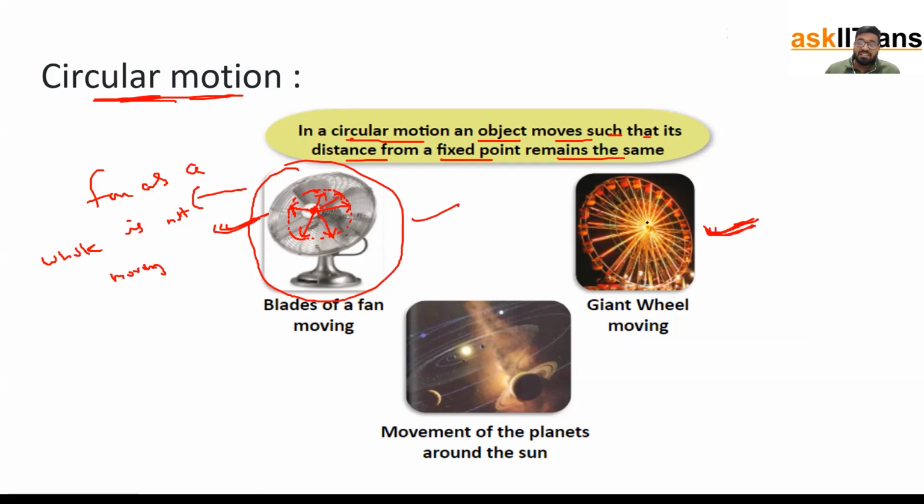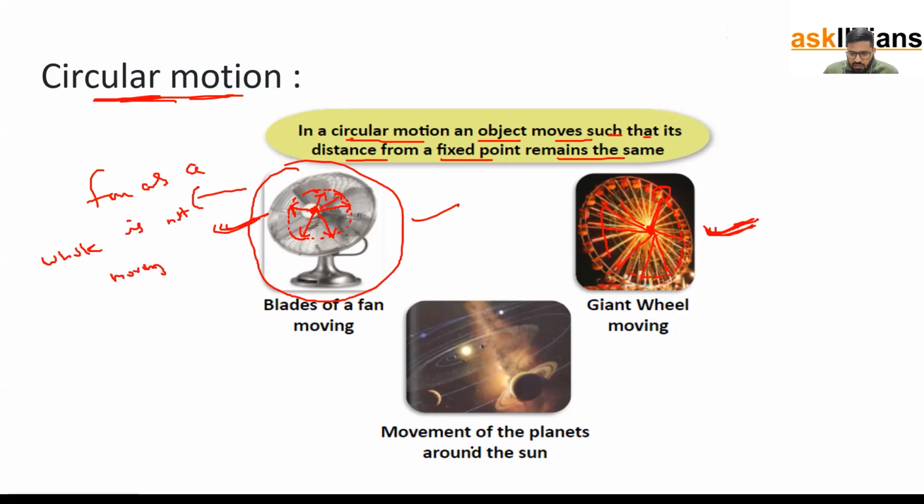So this is another example of circular motion. You can see this is the center point. From this center point, if you take this wagon, this wagon is performing a motion in a circle like this. And you can see the distance of this wagon from this axle is always constant at every point. Whatever point you are taking, it is always constant. So this type of motion is also considered under circular motion.